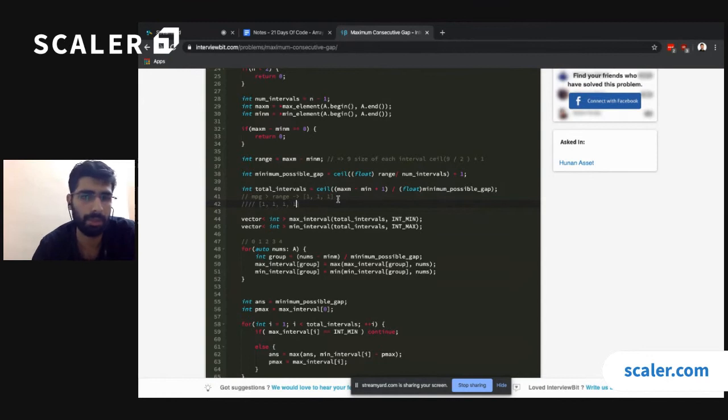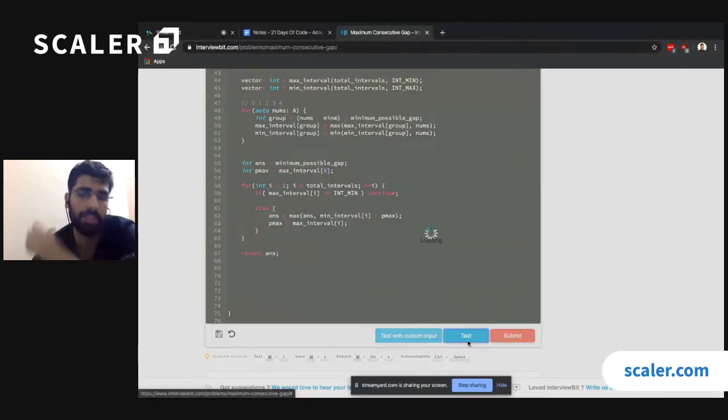All the numbers are 1, 1, 1, 1, 1, 2, where the minimum possible gap will take care of this. I think they should go, because then the minimum possible gap will already be 1. In that case, the total intervals will get taken care of. Yes, so I think this should work. Let us see.